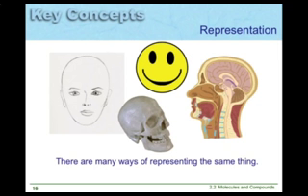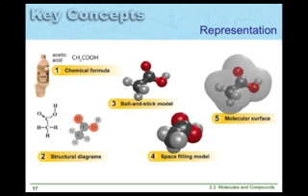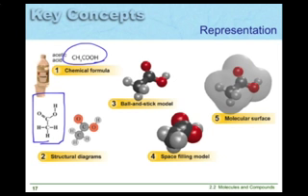Now, how do we represent molecules? How can we represent them? You can see here we've got all different ways of representing heads or faces. Well, we have different ways of representing molecules. The first and easiest is just the chemical formula. There it is, CH3COOH. But again, that doesn't show us much about the molecule. If I want a little bit more information, I write out its structural formula.